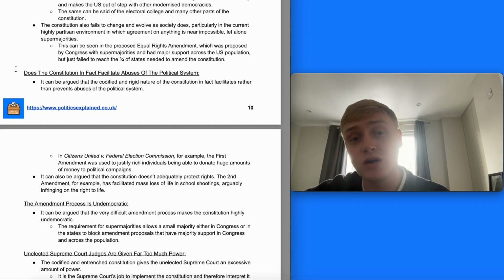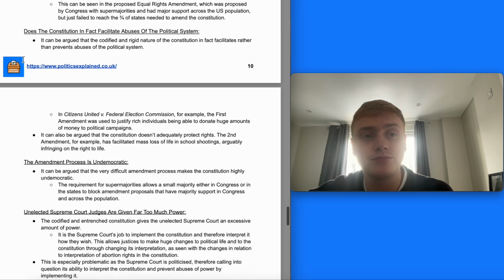This can be seen with the Equal Rights Amendment, which was proposed by Congress with supermajorities and had majority support from across the population in the 70s and still does today, but has failed to reach the 3/4 of states it needs to amend the Constitution. It's only just, and that's why it hasn't been passed. So it shows the kind of lack of ability to change.